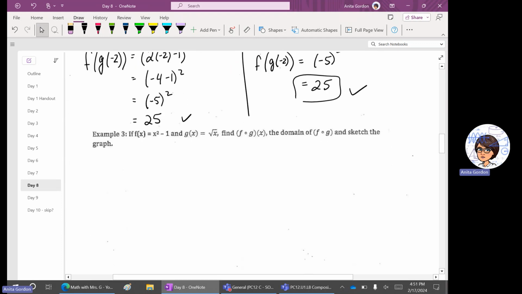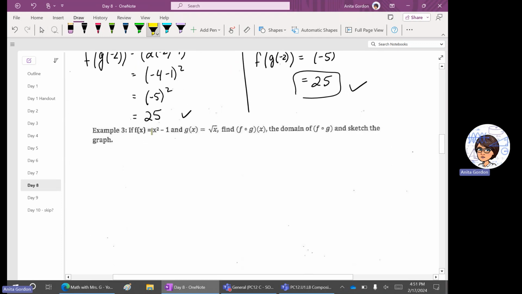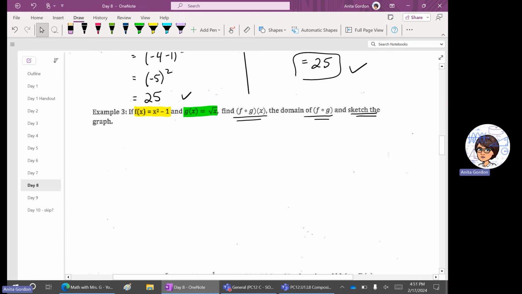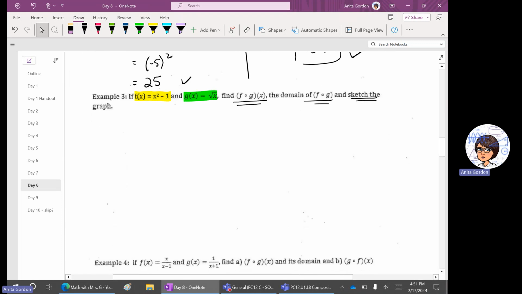All right, example 3. Okay, here we go. f of x is x squared minus 1. g of x is the square root of x. And we are asked to find the function f of g and the domain, and we're being asked to sketch a graph. So this is a little bit more complex.